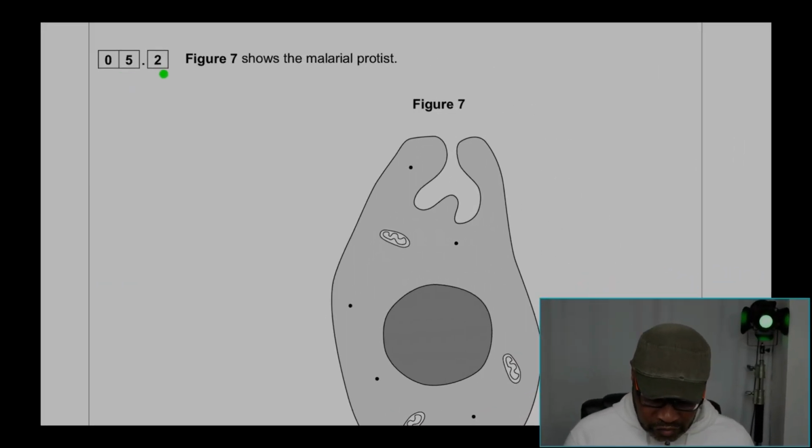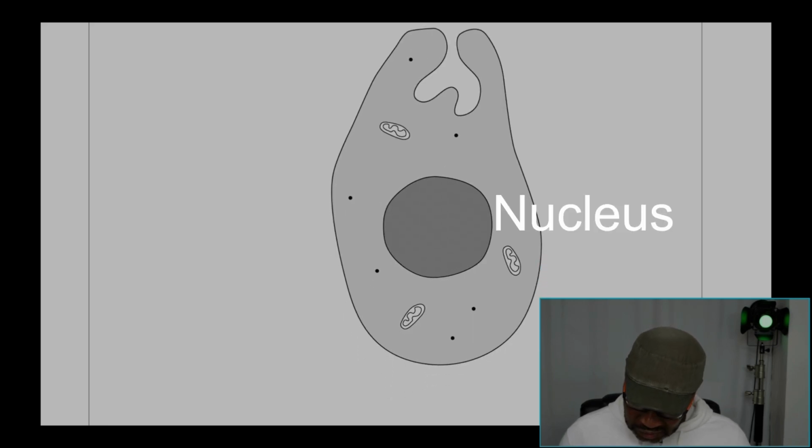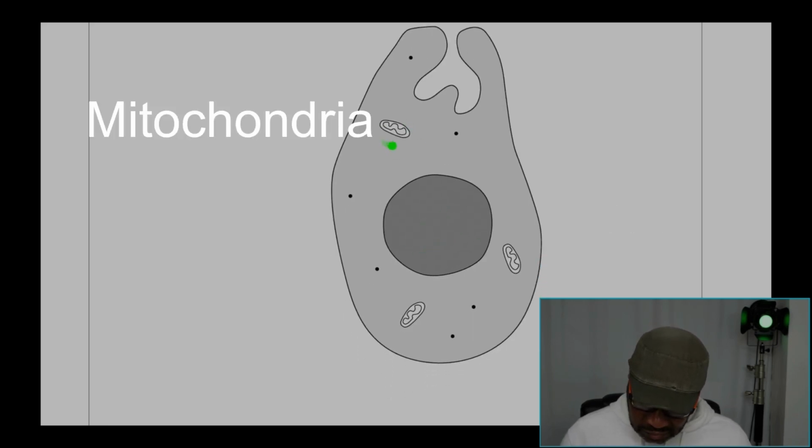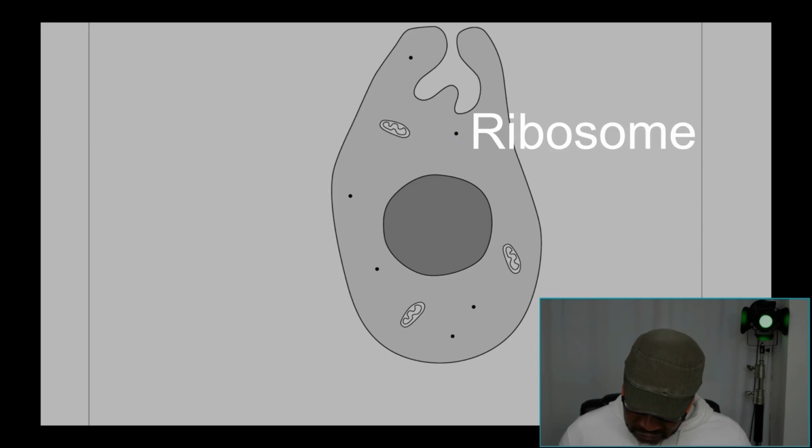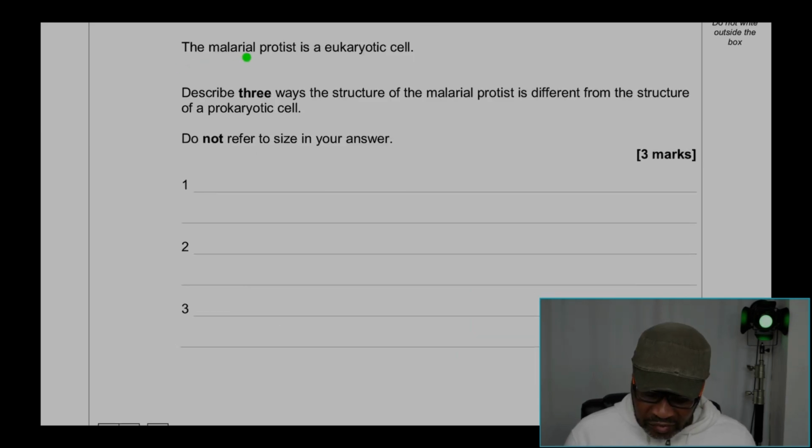Question 5.2. Figure 7 shows the malaria protist. So it's got a nucleus, that's a mitochondria, ribosome, cytoplasm. The malaria protist is a eukaryotic cell. Describe 3 ways the structure of the malaria protist is different from the structure of a prokaryotic cell. Do not refer to size in your answer.